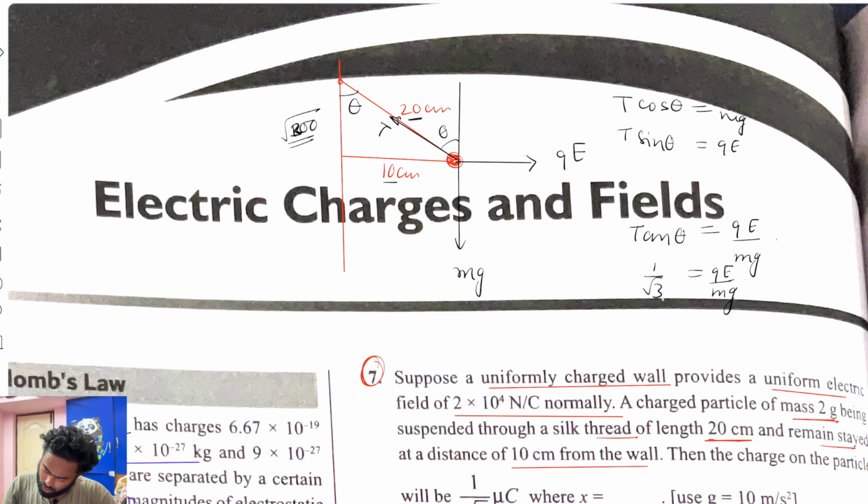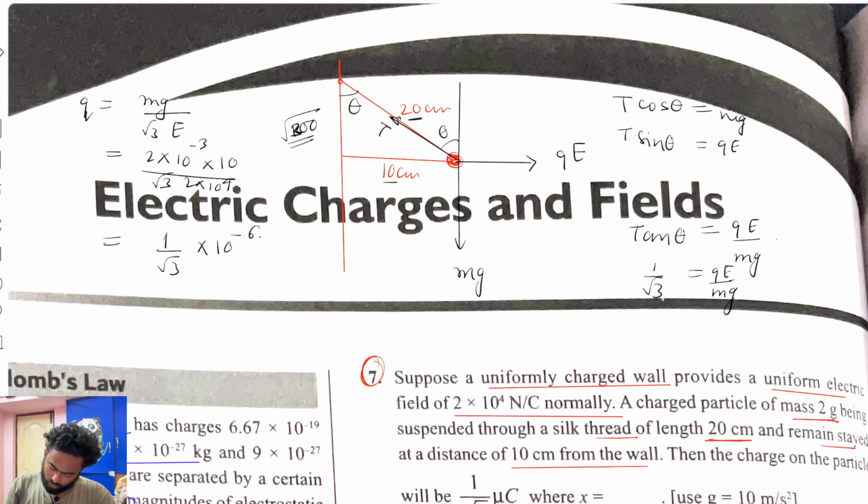So from this one we can directly write down the value of Q. So Q value will be how much? mg upon root 3 into E. So mg, mass 2 grams, 10 power minus 3, into 10 upon root 3. Electric field is how much? 2 into 10 power 4. So it will become 1 by root 3 into 10 to the power minus 6. So x value is how much? Root x value is 3. This is our answer. Okay, simple.